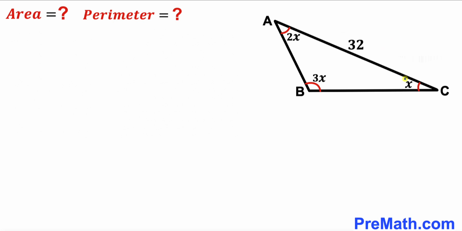We have this triangle ABC, as you can see in the given diagram, such that angle ACB is x, angle CAB is 2x, and finally angle ABC is 3x. Furthermore, side length AC of this triangle is 32 units. Our task is to calculate the area of this triangle ABC, and furthermore we are going to calculate the perimeter of this triangle as well.